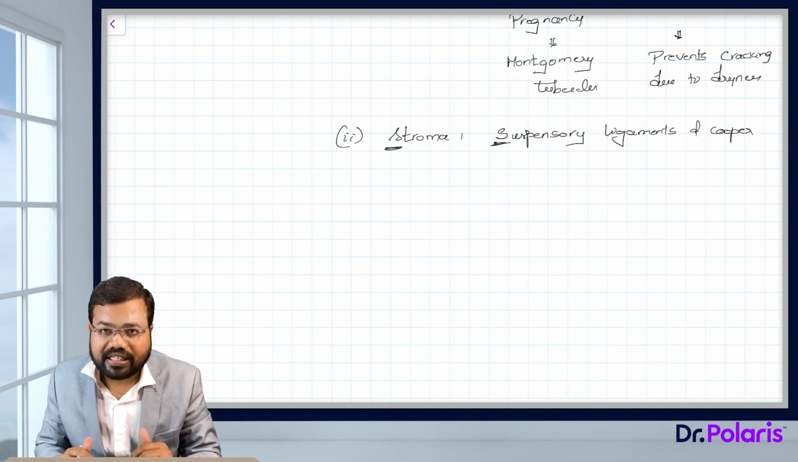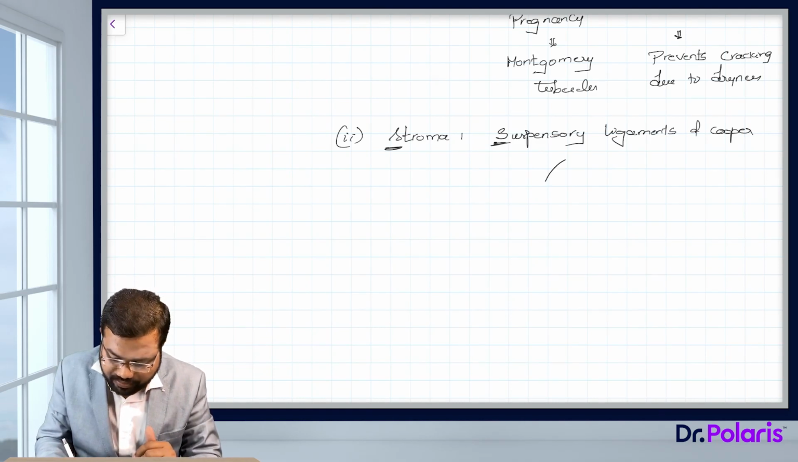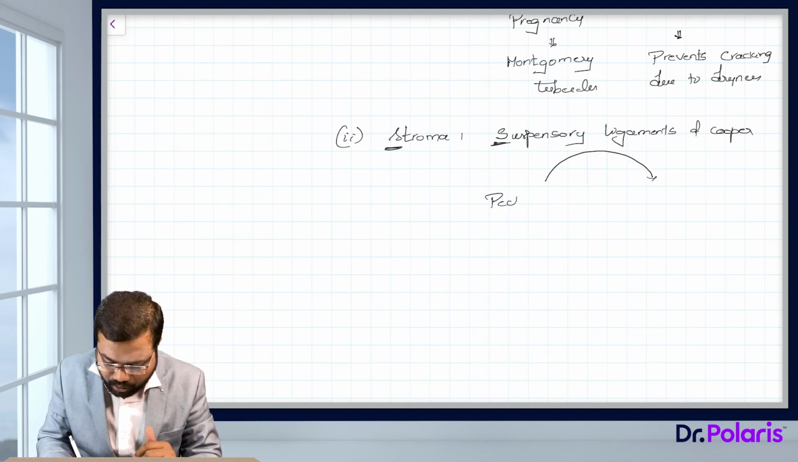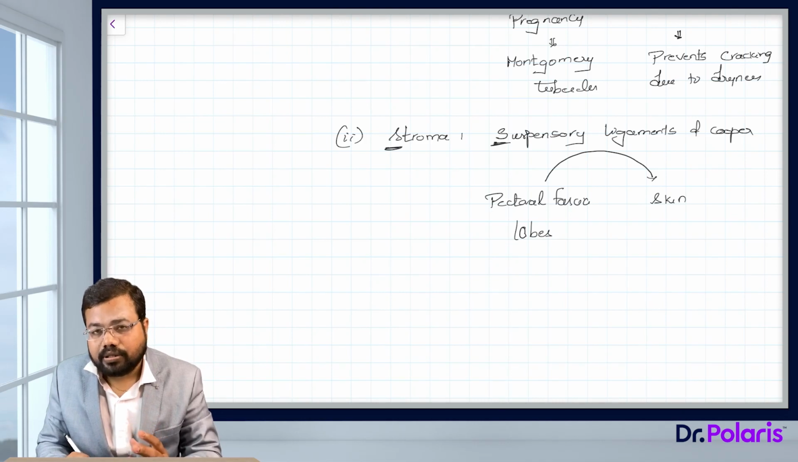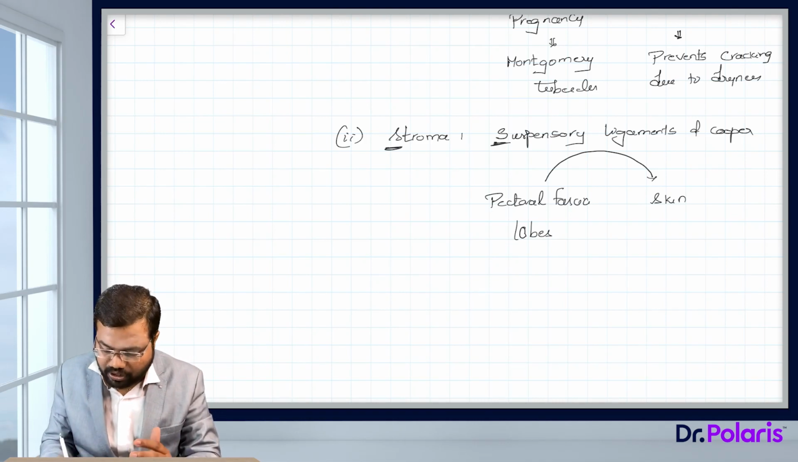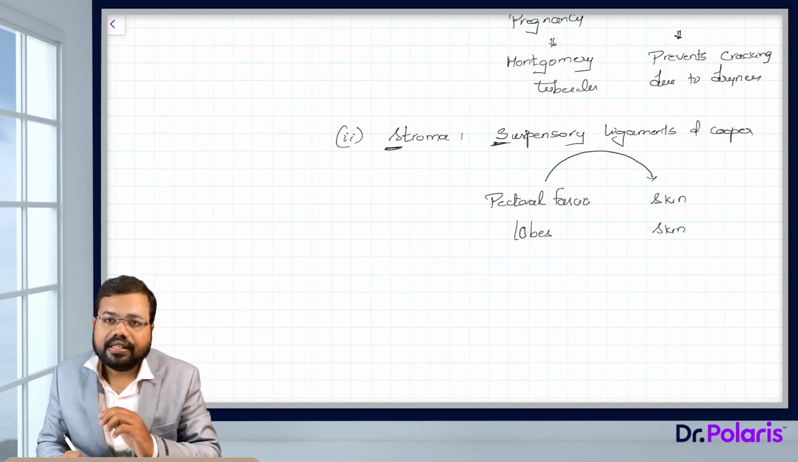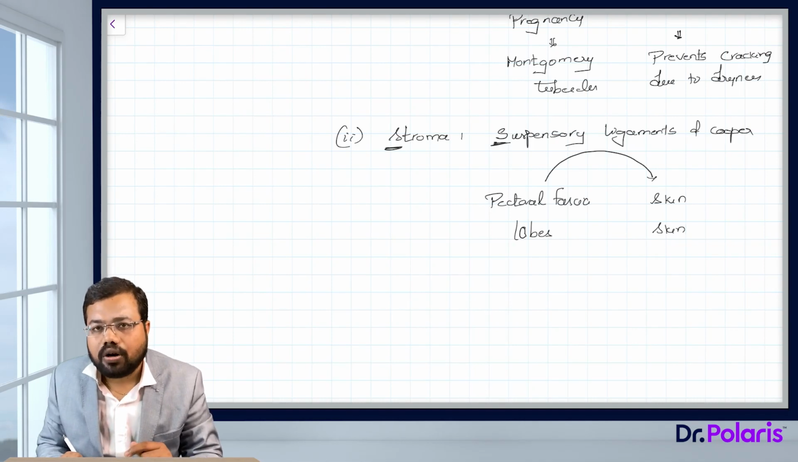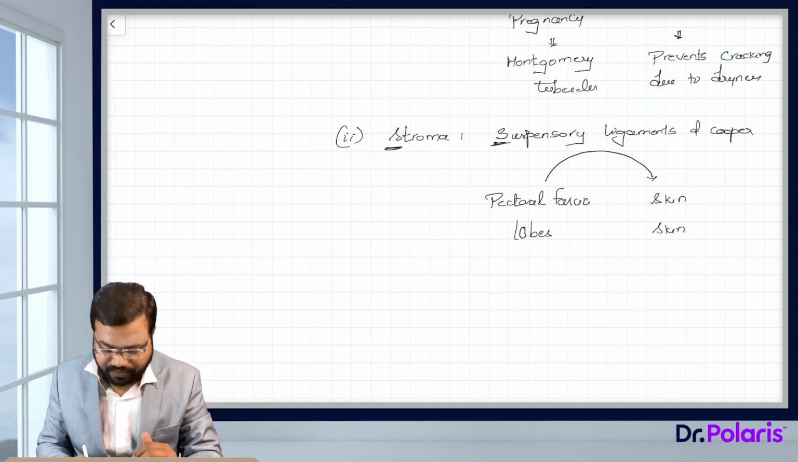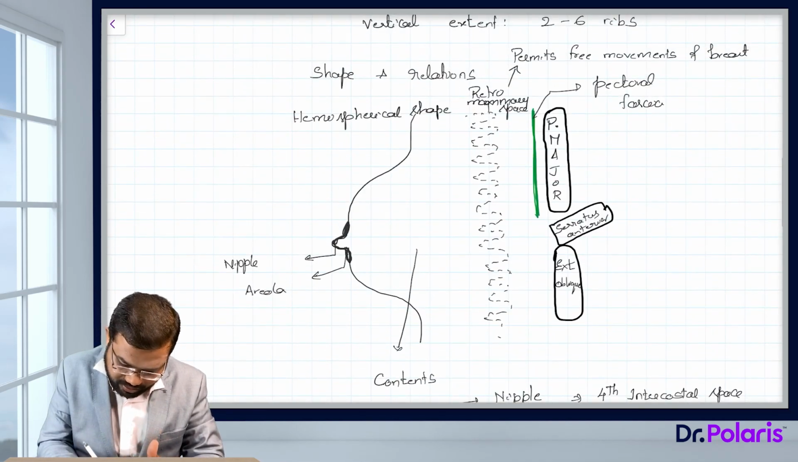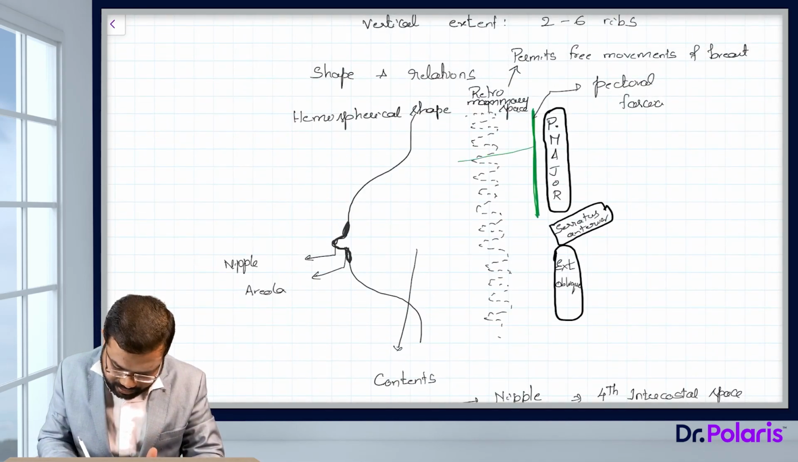What are these suspensory ligaments of Cooper? Where are they extending? They extend from the pectoral fascia towards the skin, or from the lobes. Inside there are these mammary glands, they are lobes, and from these lobes also they extend to the skin. So either from the pectoral fascia to the skin or from the lobes to the skin, certain ligaments are extending. Those are called the suspensory ligaments of Cooper. So this is an extension. Like this they will extend.